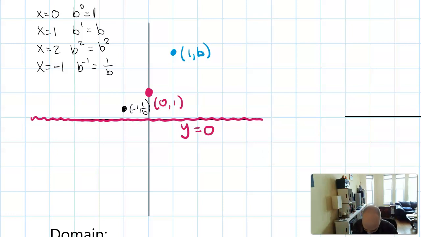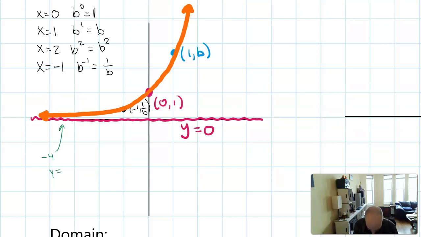So what does the graph look like? Well, starting at (0, 1), we grow to the right with increasing steepness. And as we go to the left, we shrink down, we hit that 1 over b point, and we approach the asymptote. Why does it approach this asymptote over here? Well, think about it. If this is negative 4, then we're looking at y equals b to the negative 4, which is 1 over b to the 4th. Since b was a number bigger than 1, this is going to be very small.